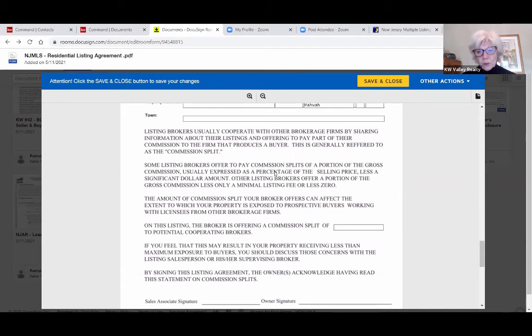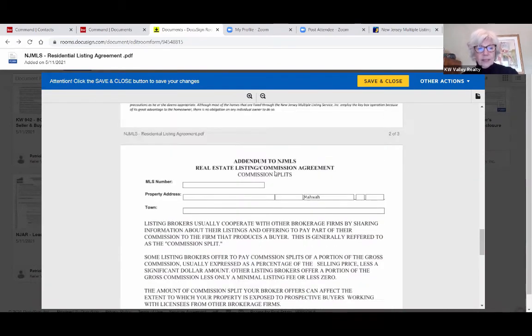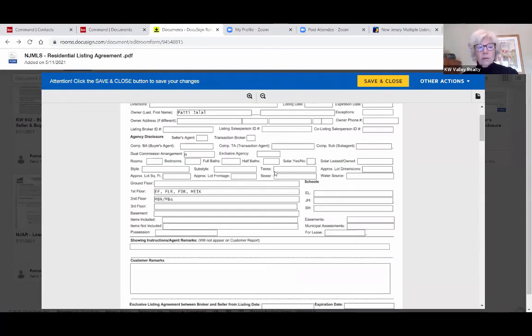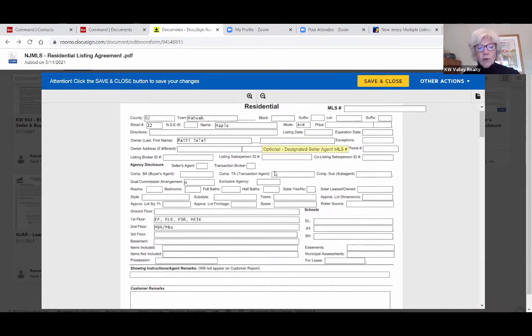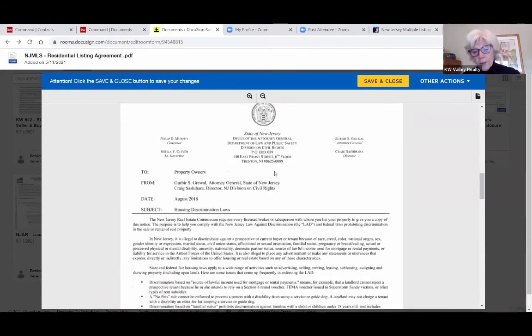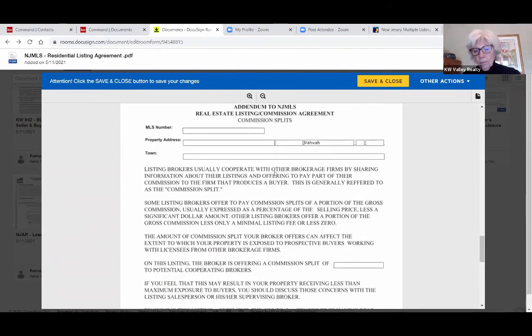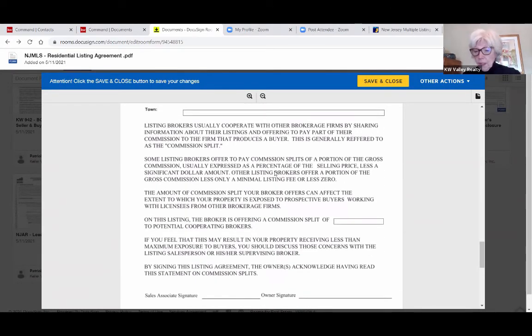Now, why there's a whole separate page for this rather than it being part of the listing? Let me see. Yeah, I have to go back up because I did skip over. It's a reiteration. There must have been an issue. So it's common that we offer 2.5% to the cooperating broker minus a listing fee.